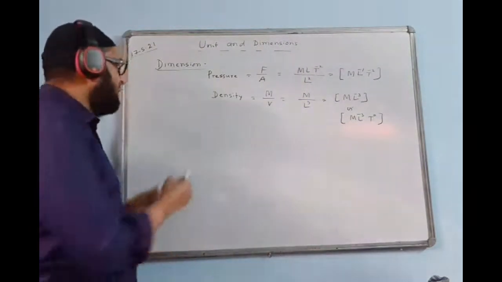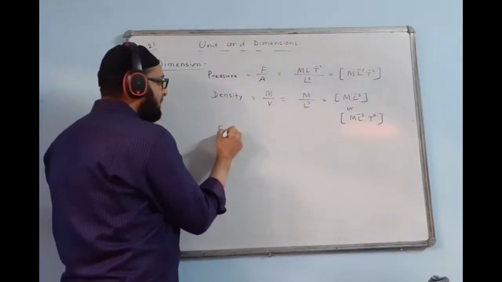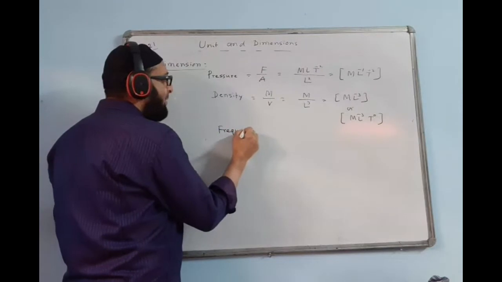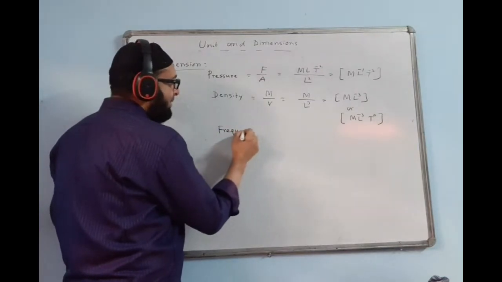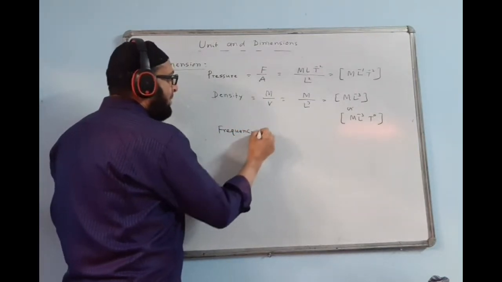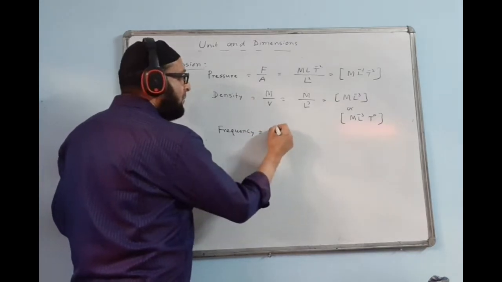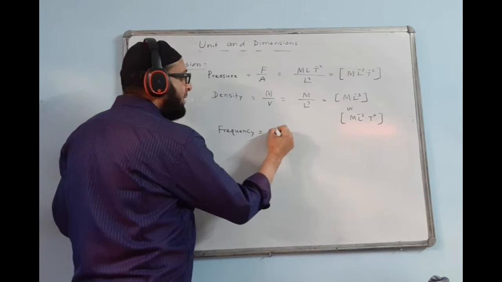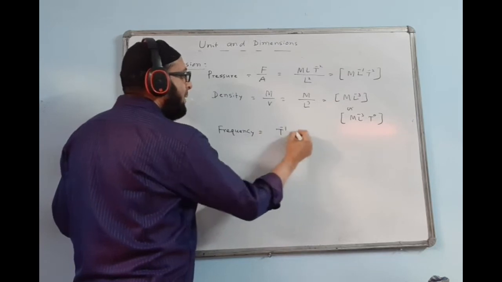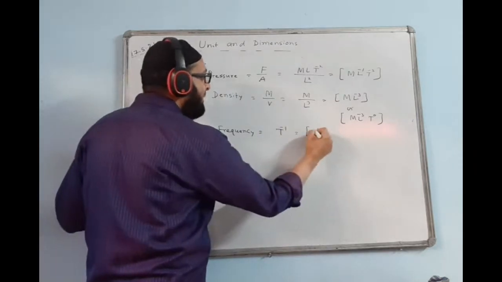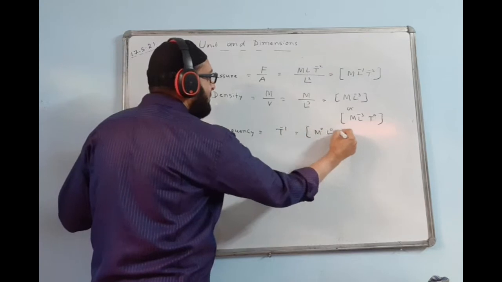Dimension of frequency. Very good. Fine. Very nice. Frequency is 1 upon time. That means you can write directly t to the power minus 1. And in this format, you can write like this: M0, L0, T minus 1.